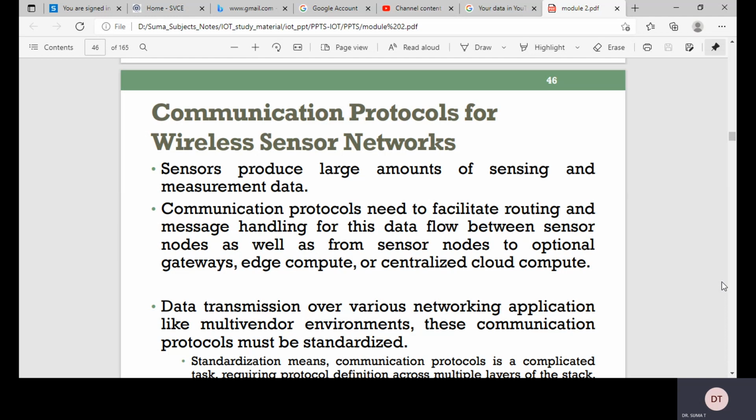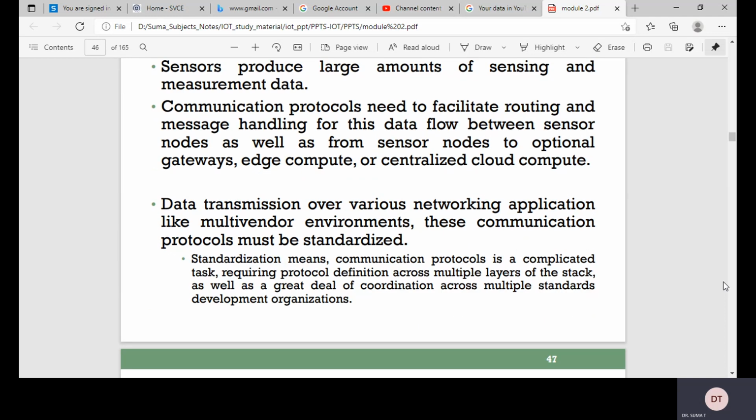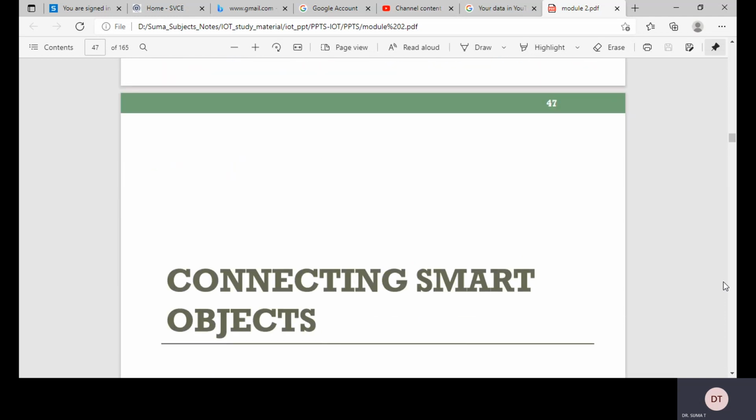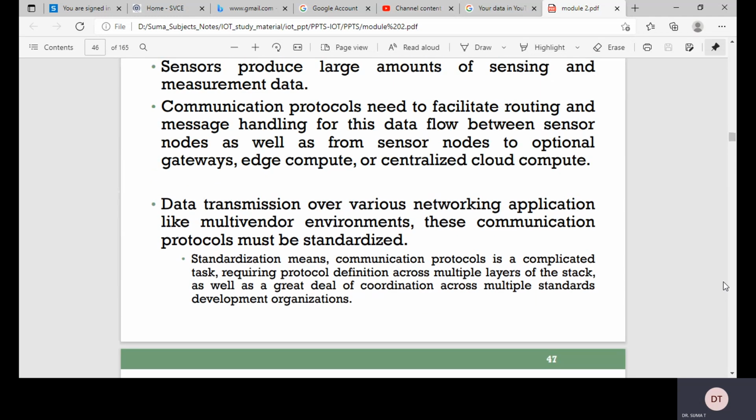We unlock the power of IoT by networking smart objects, sensors and actuators, that is, SANETs, with particular attention given to the case of wireless sensor networks. So, communication protocols for wireless sensor networks set you up for connecting the smart objects.